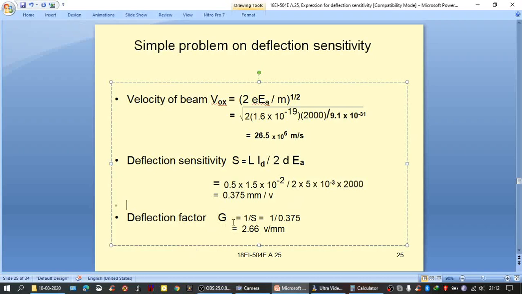Deflection factor G is 1 by S, that is 1 by 0.375, that is 2.66 volts per millimeter. That is, it requires 2.66 volts to cause a vertical deflection of 1 millimeter on the CRO screen.